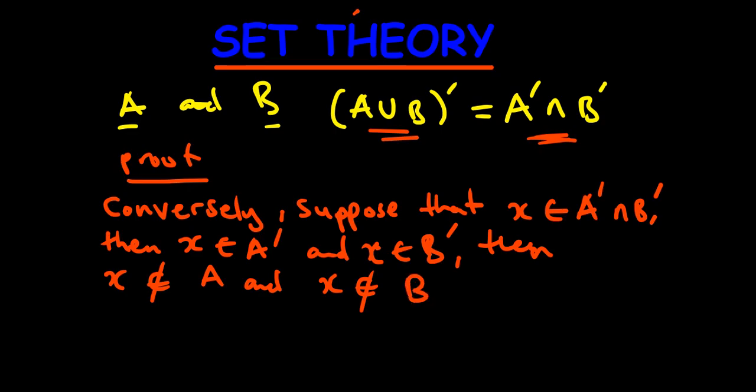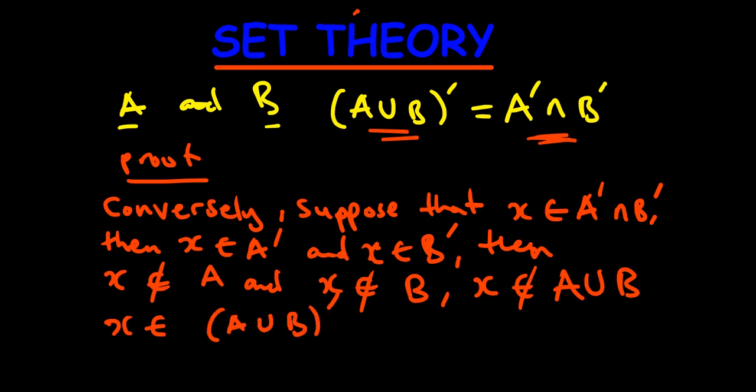So if that is true, then from there we know that even when we bring these two sets together, if we unite these two sets, it means that x will still not be a member of the union A union B. So if it's not a member of A union B, meaning x has to be a member of A union B complement. So this then shows us the second part.